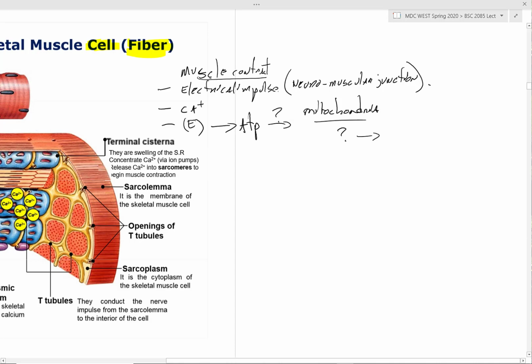What do you need for that mitochondria to make ATP? Cellular respiration. Okay, we need cellular respiration. You keep giving me stuff, I'm going to give you more questions. So cellular respiration: glycolysis, Krebs cycle, electron transport chain. All right.